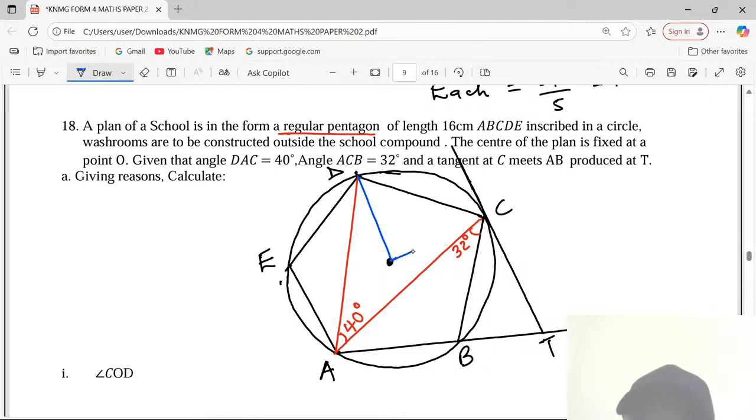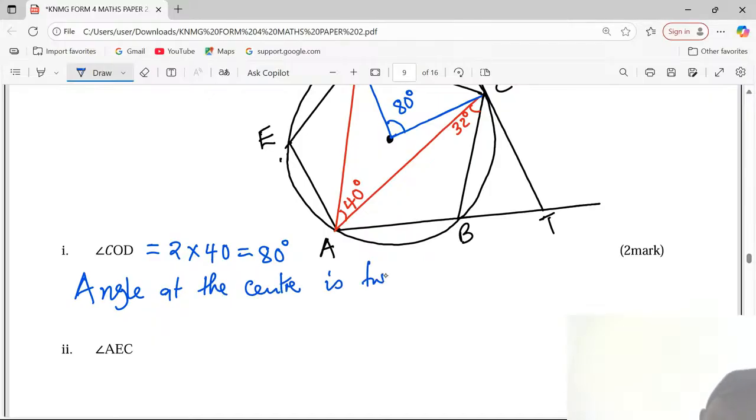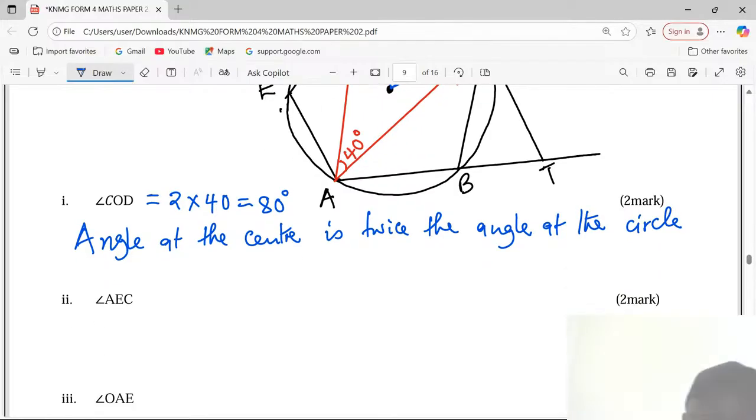And we are told to give reasons. The angle here, COD, that one, is automatically going to be 80. So the angle COD is twice 40, which is 80 degrees. Then you say: angle at the center is twice the angle at the circumference. The angle at the center is usually twice the angle at the circumference.